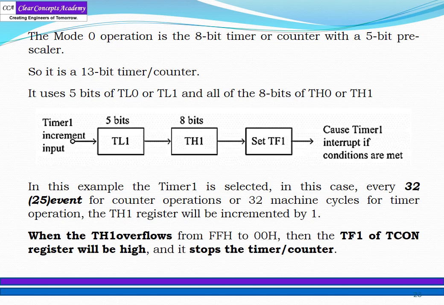TH1 will be incremented. When the TH1 overflows, that is, it goes from FF to 0, then the TF1, that is the timer overflow flag of the TCON register, will be high and it stops the timer counter. When it becomes 1, the timer will automatically stop. Timer or counter, it will automatically stop. Now we will write a program for that.